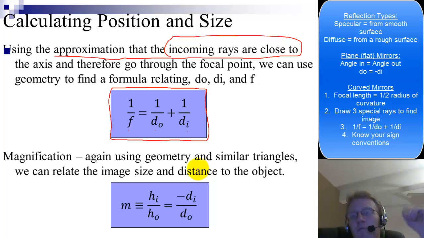Also, you can figure out how tall the image is going to be. This one's definitely easy to prove using similar triangles. The farther away it is, the taller it's going to be. And so you just look at the ratio of the distances. That'll give you the ratio of the heights, which is called the magnification.